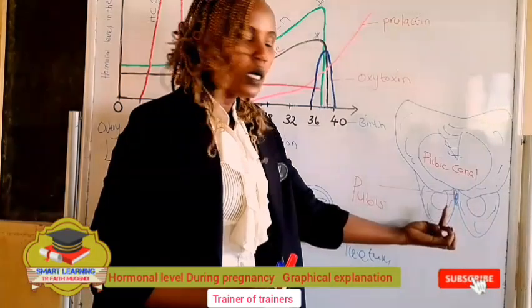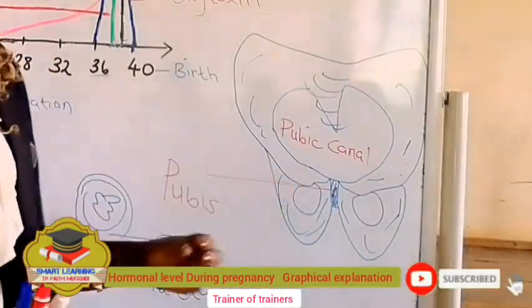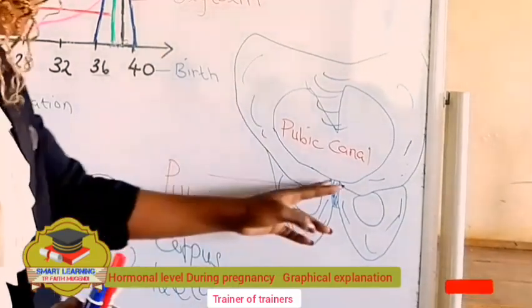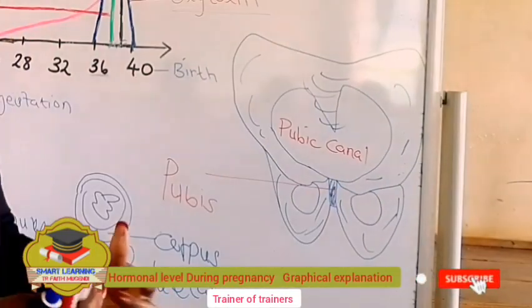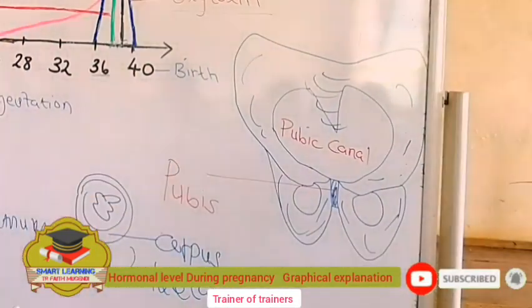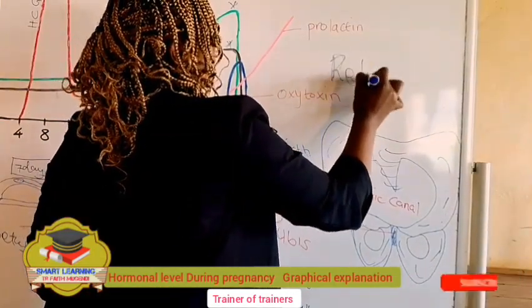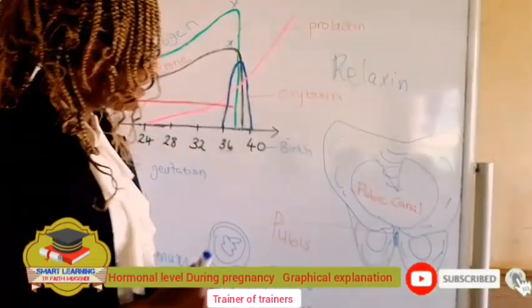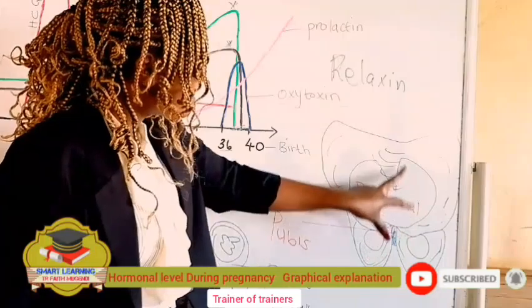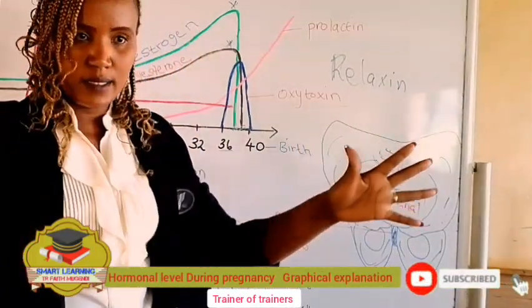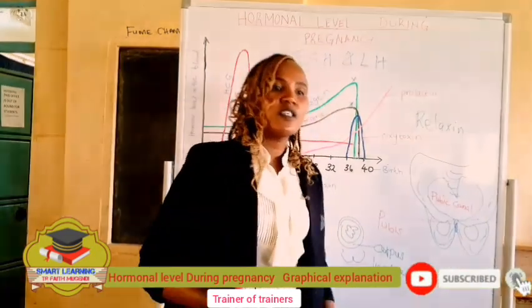If you look at this diagram, this is the pubis. So there are elastin fibers that join the pubis. But towards the birth of a child, these fibers are relaxed by a hormone we are calling relaxin hormone. So it relaxes the fibers that hold together the pubis bones so that the birth canal can be widened, so that the baby can pass through the pubic canal.